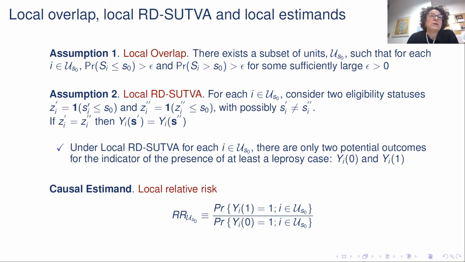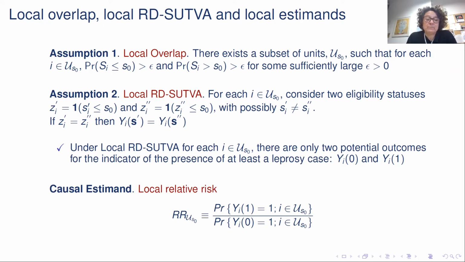So for different values of the forcing variable leading to the same value of Z, the potential outcomes are stable in that they only depend on the value of Z, not of S. Again, this is a local version of SUTVA in that it does not apply for all the units in the population, but only for the units belonging to the subpopulation defined by the local overlap assumption. Okay.